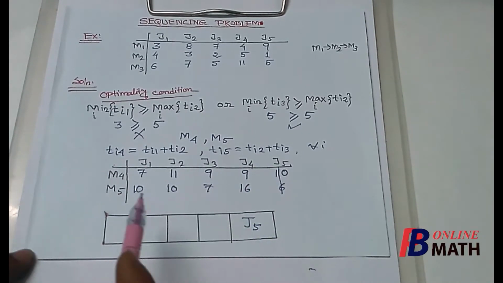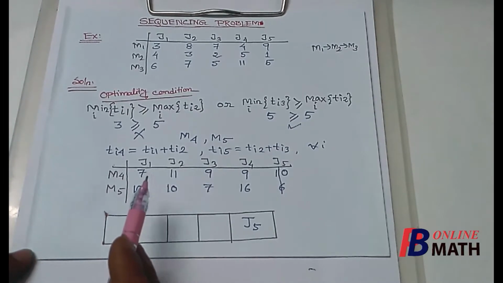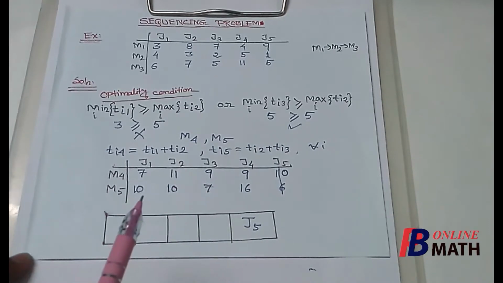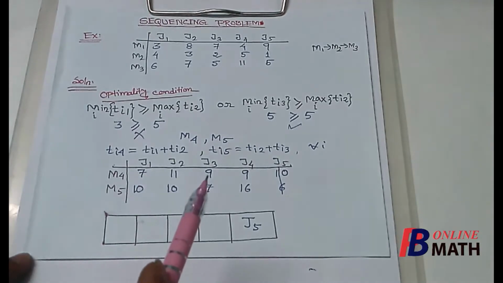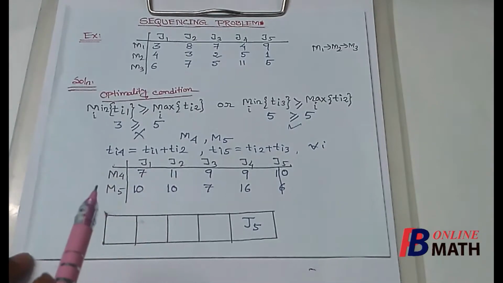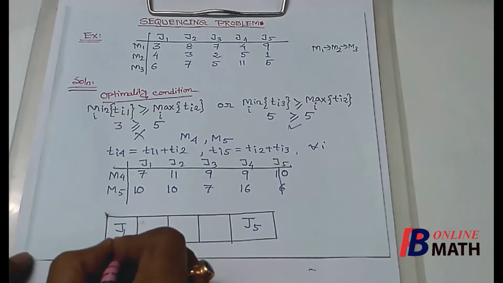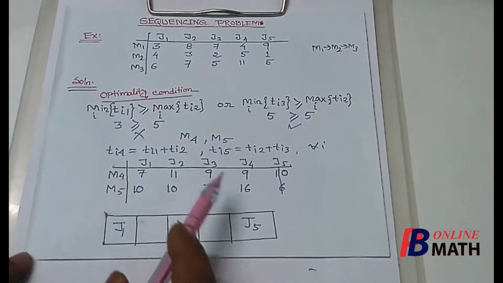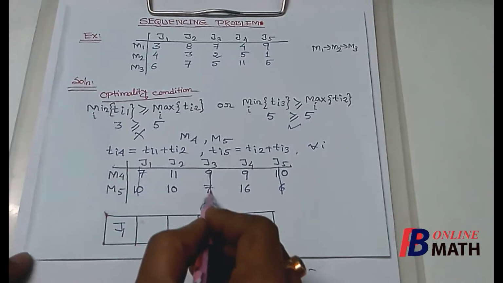Next we have to find the minimum element, and we find that the minimum element is 7, which appears both for J1 and J3. But this minimum element appears in the first row for J1 and in the second row for J3. Therefore by the rule we have to put the job J1 first in the sequence and the job J3 last in the sequence. So we put the job J1 first in the sequence, and we put the job J3 last in the sequence, actually before J5. So this is J3. Now we may discard these 2 jobs.